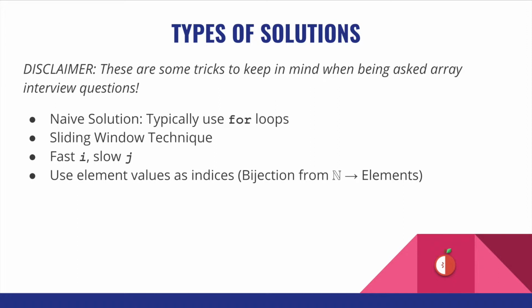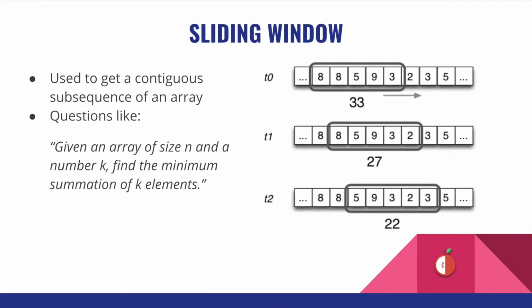You might think that with an array, there's really not much we can do aside from maybe iterating through it with a for loop. Actually, there's a lot we can do. So here are a couple techniques that we can use in our solutions. I'll go through each of them quite briefly. A sliding window is one of these really useful techniques.